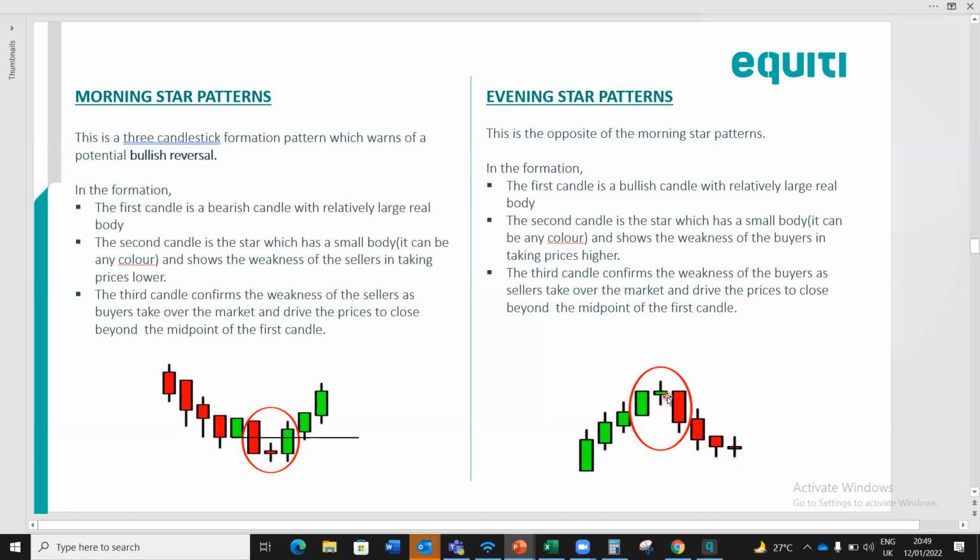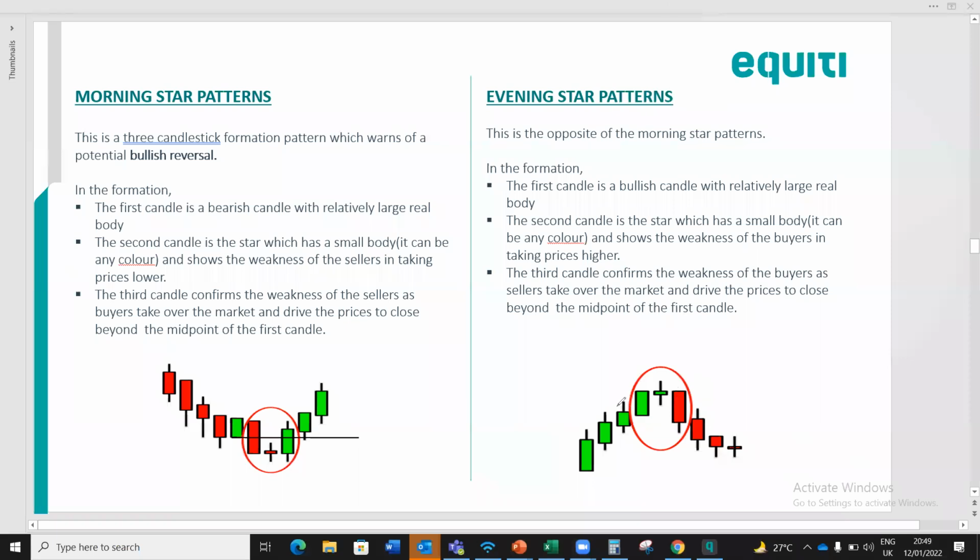It can be a bullish candle, it can be a bearish candle. And then the third candle confirms the weakness of the buyers, as sellers enter the market and drive the prices to close beyond the midpoint of this first candle. This is the midpoint of this candle, right? Oh, sorry, I'm not able to draw that straight line.